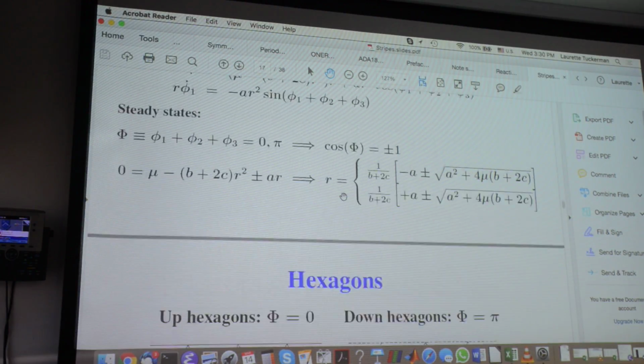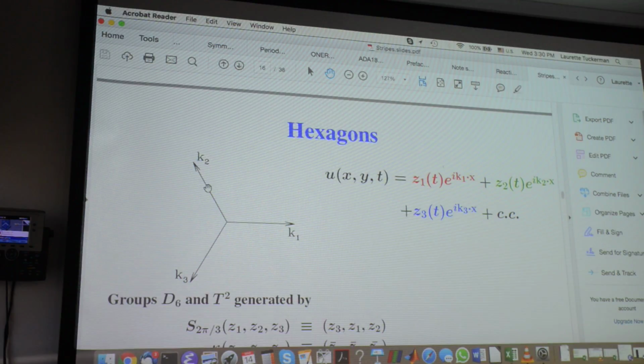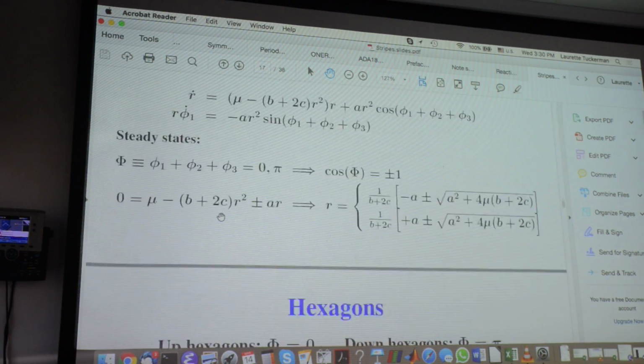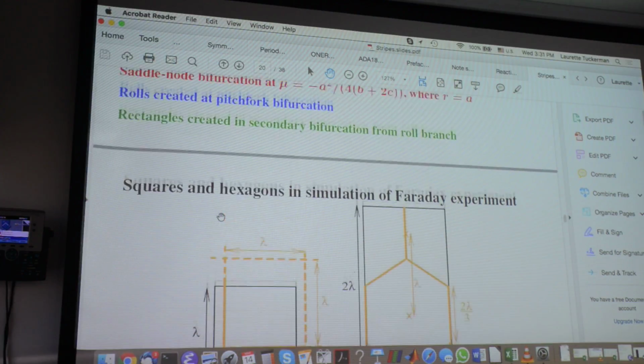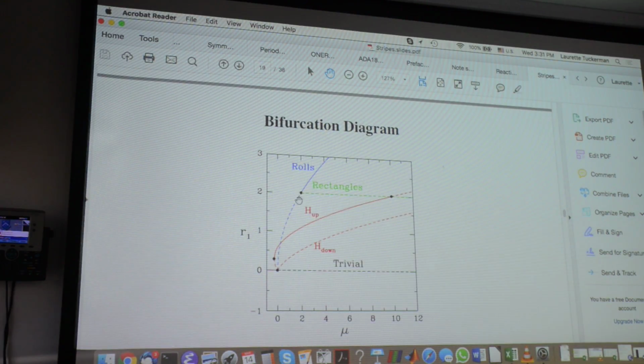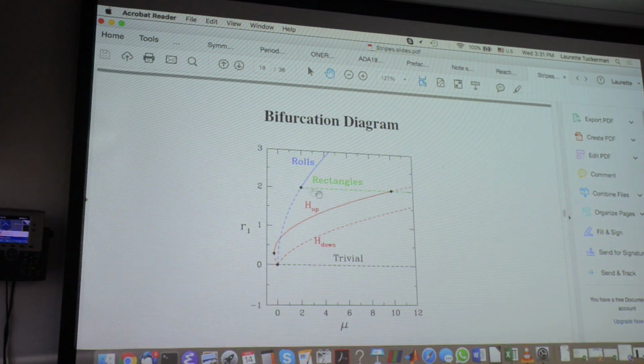You can imagine if you have this and this being equal, then this forms rectangular patterns, and indeed that's what you get. And they bifurcate, but they're not created from 0, they bifurcate between rolls and hexagons. Let's say at this point, well, anyway, we'll just say that there.